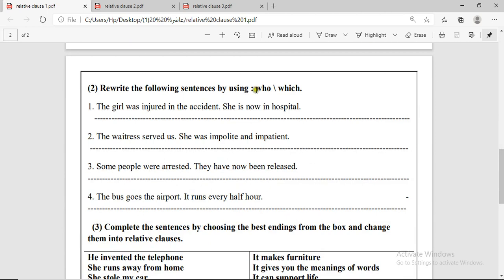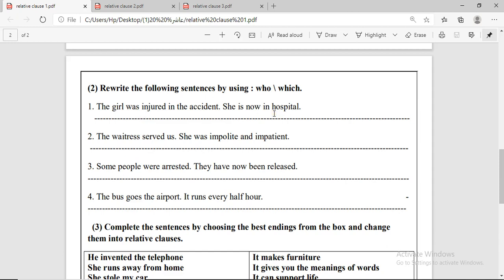Rewrite the following sentences by using who or which. We use who for people and which for things. Look at this sentence. The girl was injured in the accident. She is now in hospital. How can we combine these two sentences into one sentence? Because we are talking about the girl, we are going to use who. Can we say like this? The girl was injured in the accident. Who she is now? No.